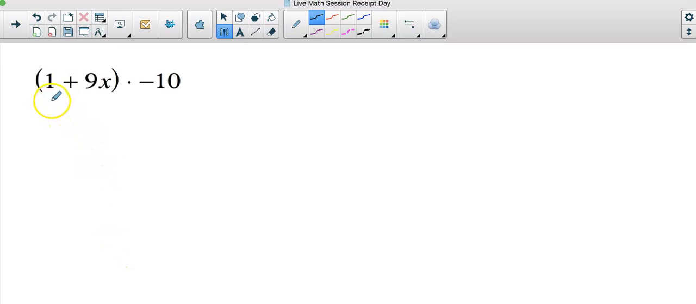Today you're going to see some problems that are set up differently, where you have the parentheses first and then it shows the multiplying by some factor. And I just wanted to show you that this is really the same thing as what we've been working on. It's the same thing as if you had the negative 10 in front and then you had the parentheses 1 plus 9x second. And let me show you how this is true.